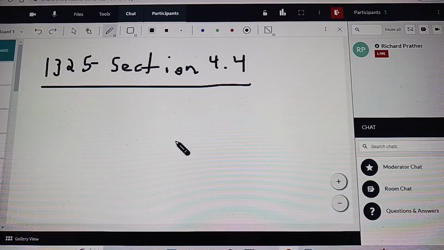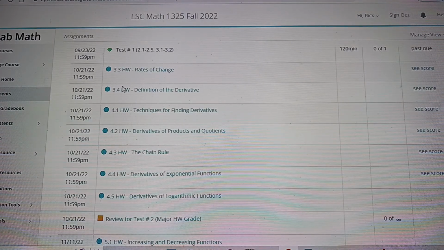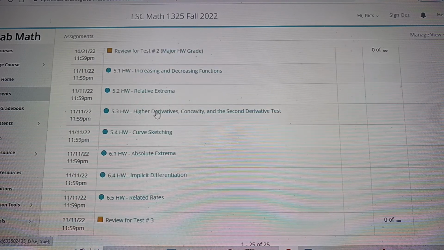Math 1325, section 4.4 today. So far we have done 1, 2, 3, 4, 5 of the 7 sections for this unit. We have 2 things left, section 4.4, derivatives of exponential functions, and then 4.5 is the same thing for logarithmic functions. I have also added the rest of the third unit here now.